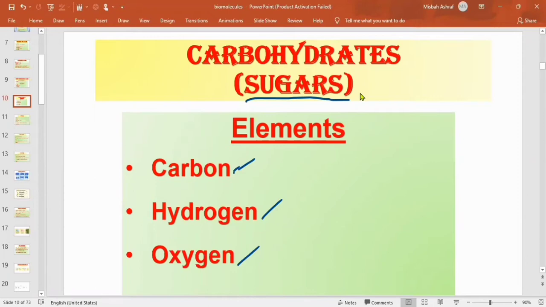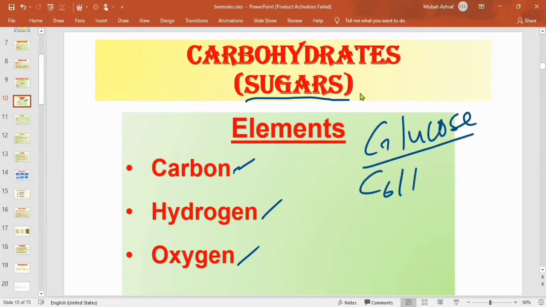Let's take the example of glucose. Glucose is the simplest sugar or simplest carbohydrate. It has a formula C6H12O6. You can see in its formula there is carbon, there is hydrogen, and there is oxygen present. So the elements which are present in the carbohydrates are carbon, hydrogen, and oxygen.